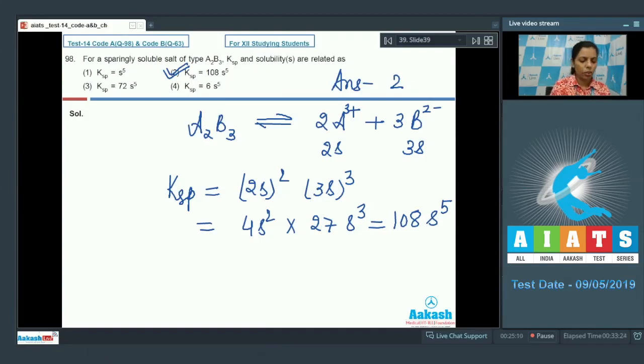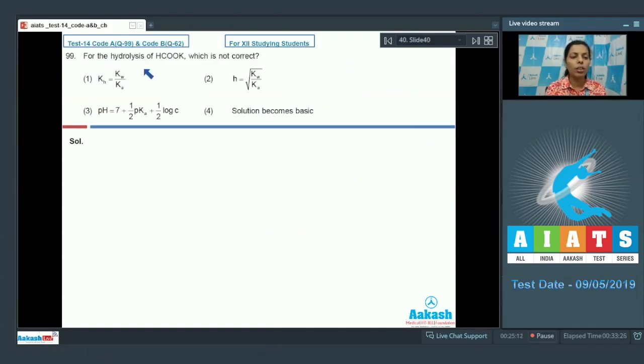Let's take question number 99. For the hydrolysis of HCOOK, this is potassium formate, which is not correct. Potassium formate is a salt of formic acid and KOH. It means a weak acid and a strong base, so the solution is definitely basic. The fourth option is correct here. The pH in the third option, 7 plus half of pKa plus half of log C, is also correct. So I'll just mark a tick here.